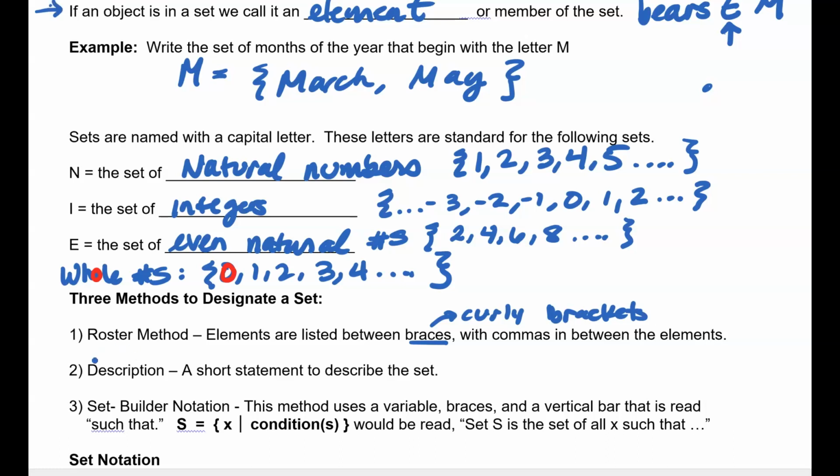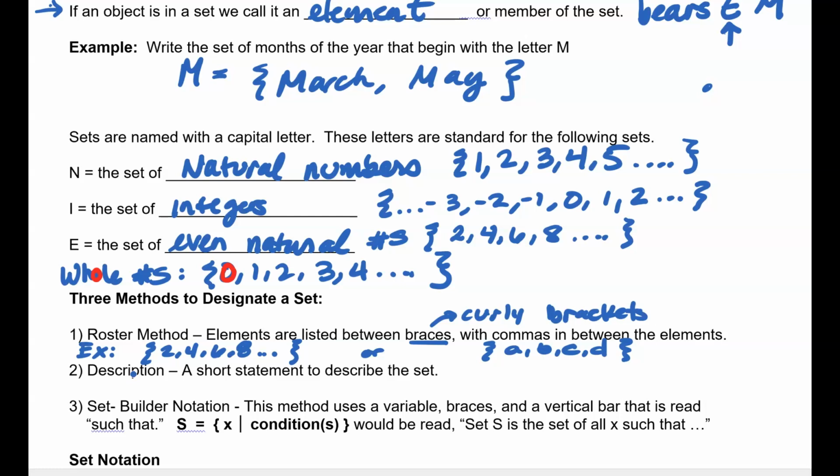An example of the roster method would just be a set like 2, 4, 6, 8, and it could have a ... Or you could have a set maybe with something else where we call this a finite set, where it just ends. So it doesn't have to have the ..., which is called an ellipsis. It could either end or go on forever. But the key here is that you have curly brackets, and that the elements are separated with a comma.